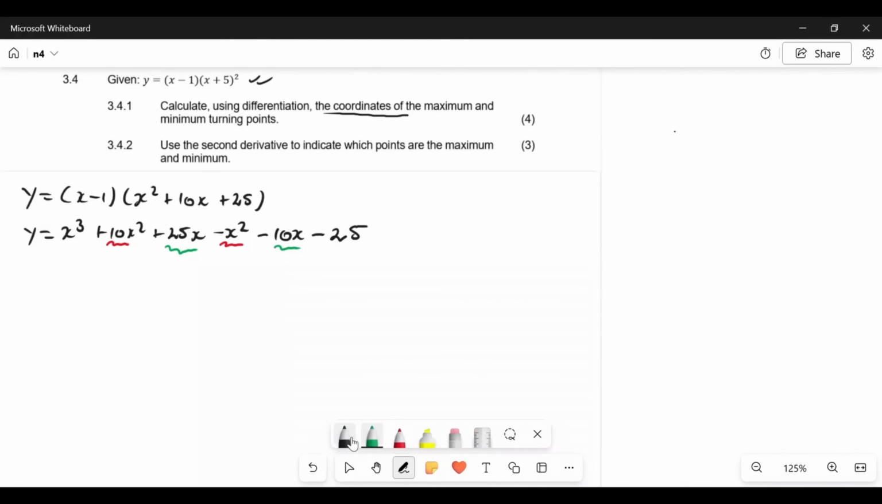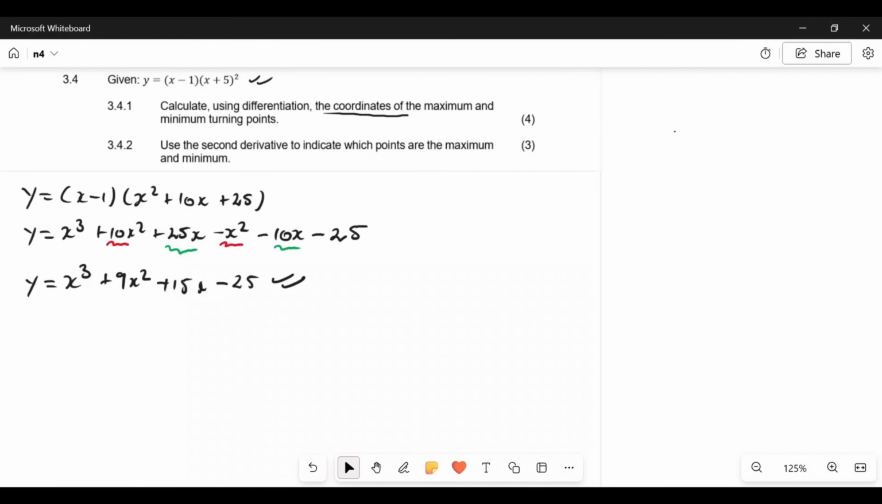So let's continue. Now, when we continue here, we combine the like terms. x cubed does not have like terms, so we're going to leave it like that. But as for x squared, we have 10x squared and negative x squared. That is going to give us plus 9x squared. And then as for x, we have 25x and negative 10x. That is going to give us plus 15x. And then the last term here is a constant, which is going to be negative 25. There we go. So this here is our function. Usually they give it to us in this manner, but this time around, they just want to spice things up.